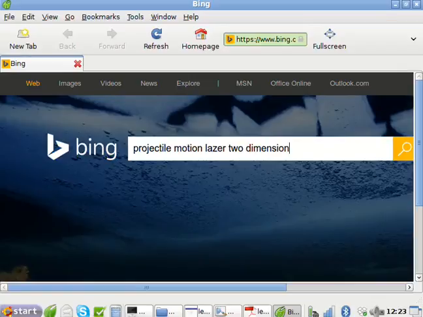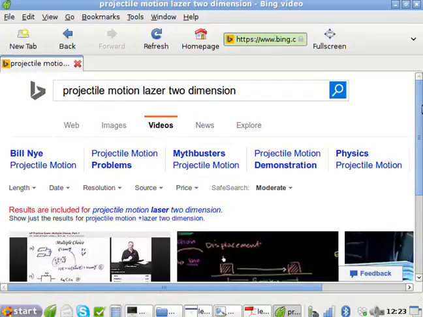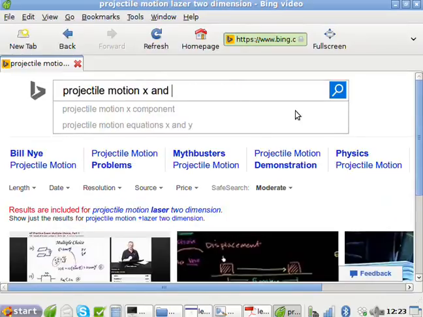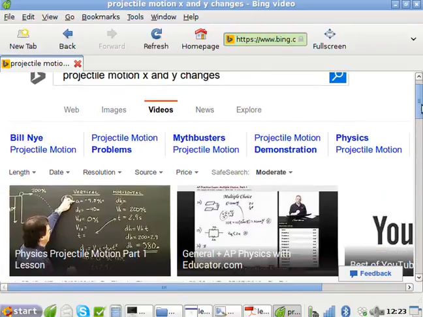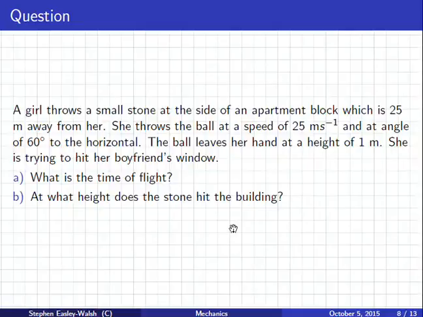So if you were just looking at the y, u, v, a, t, and s, the u would be 50, the v you don't know, the a is minus 9.81, the t you don't know, but the s you do know. Vertically, what's the s? 0, because it goes up and comes back down. So let's say I'll use s equals ut plus a half at squared. But there's two s's, right? There's a horizontal and there's a vertical. So right now we're just looking at the vertical. So s equals ut plus a half at squared. So then you get 0 equals 50t minus 4.905t squared. So then t equals 10.2 seconds.